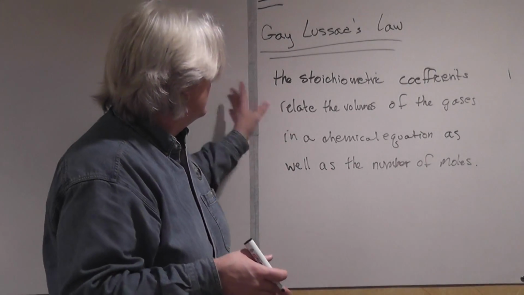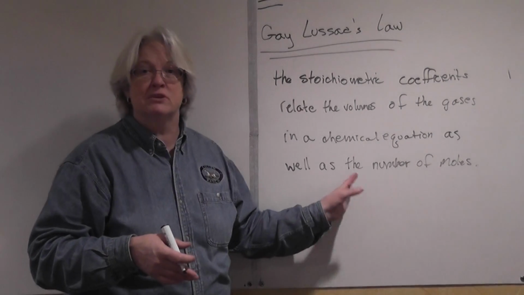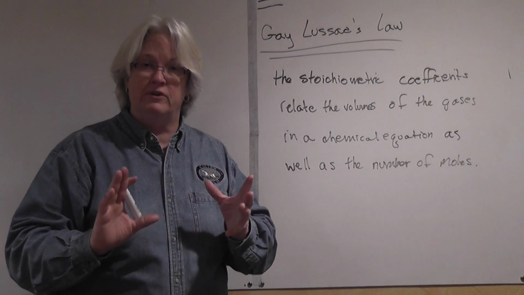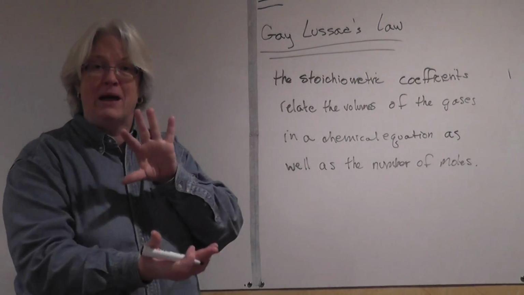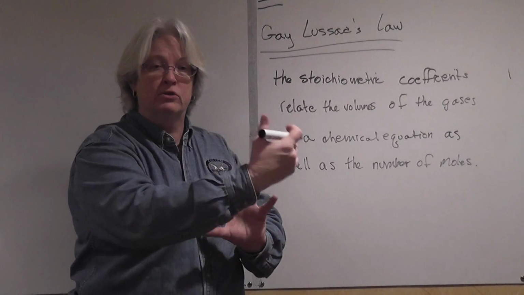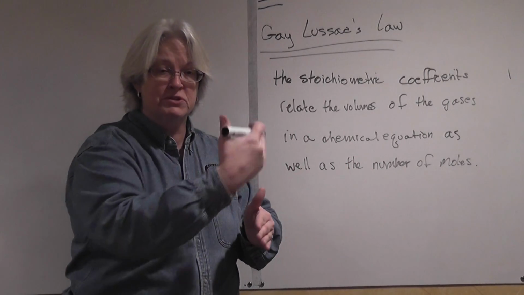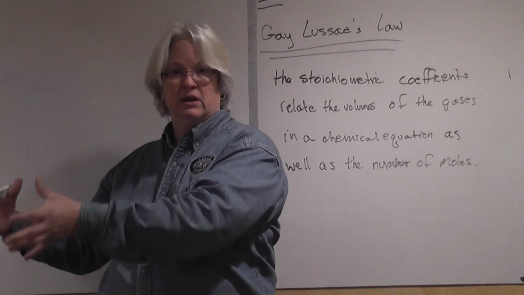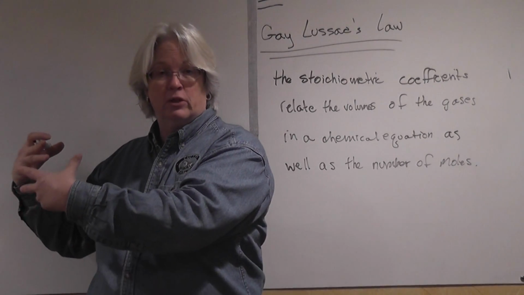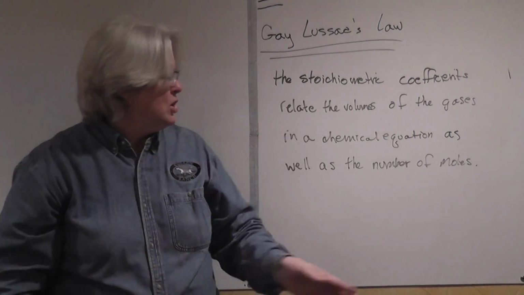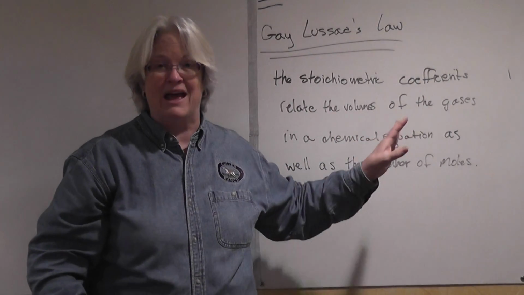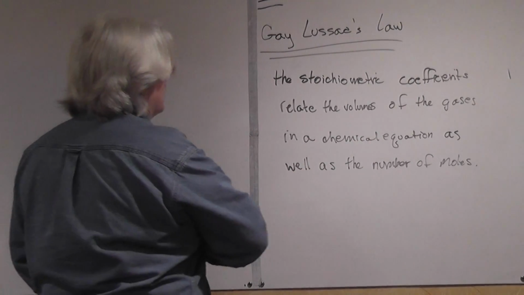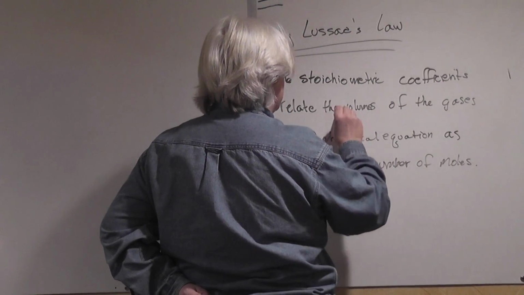So what Gay-Lussac, this French chemist, discovered a long time ago is that just like you use those stoichiometric coefficients, just like you can take that balanced chemical equation to relate the moles of reactants and tell you how much the quantity of moles of product you get, you can also do that with volumes of gases. The kicker here is that you can only relate volumes of gases.